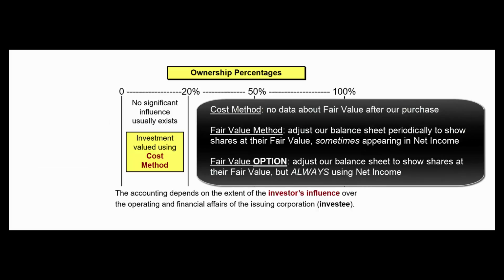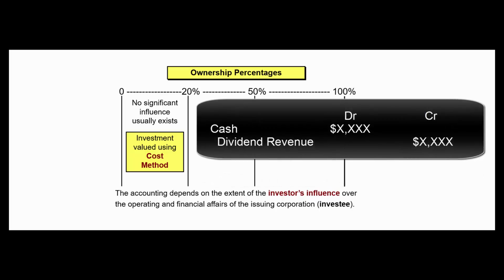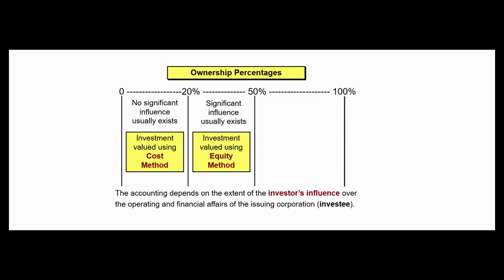And whether we're using the cost method, the fair value method, or the fair value option to account for these stock investments, we'll record dividends the same way. When a company pays us dividends, we'll debit cash and credit dividend revenue. And that dividend revenue will be an other revenue and gain account on our income statement.